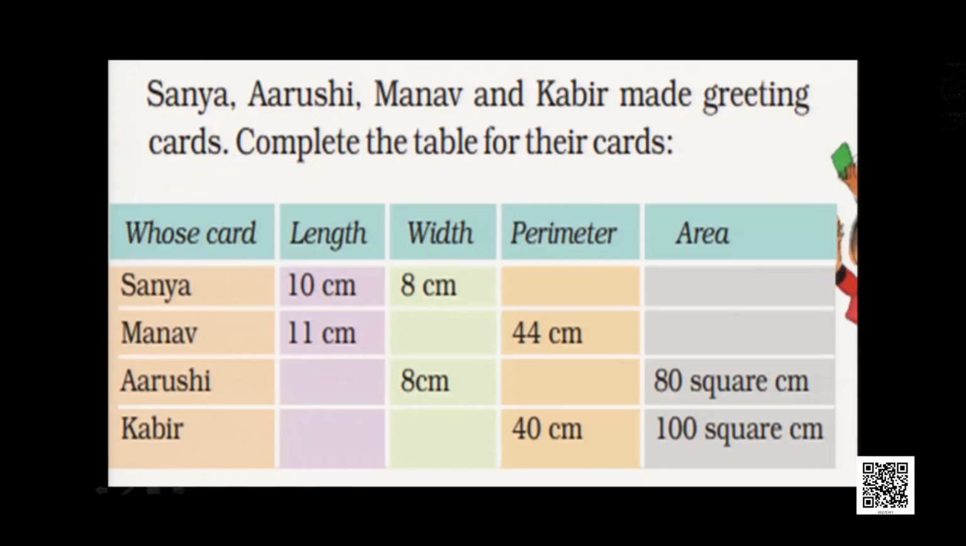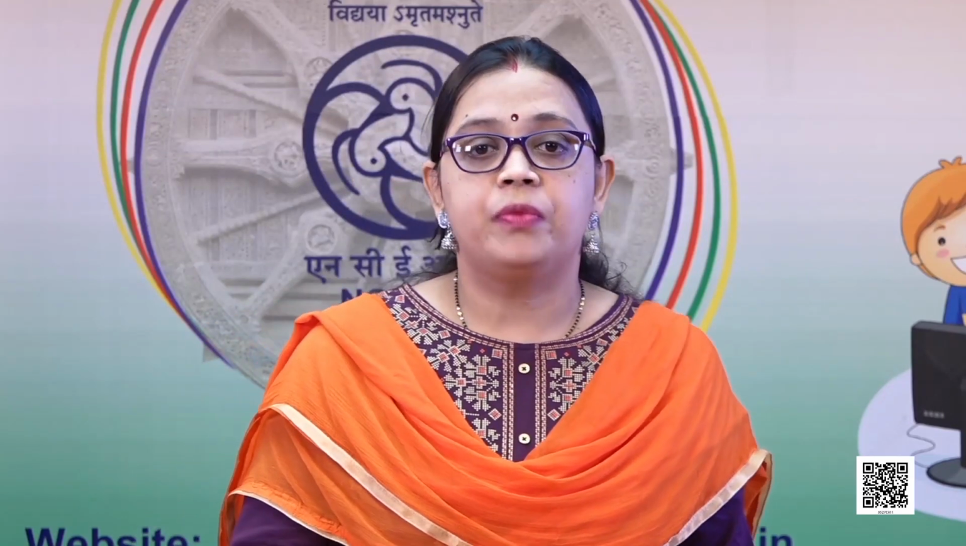Okay, this is another question from your book. Sania, Arushi, Manav and Kabir made greeting cards. Complete the table for their cards. Mainly your greeting cards are of rectangular shapes. Okay, so whose card? Length, width, perimeter and area. There is a table given for you.